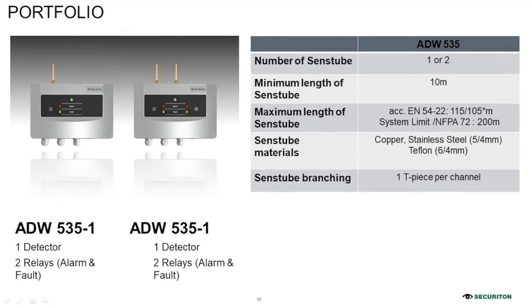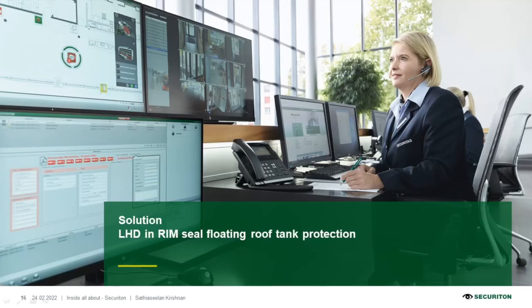Okay, we can also use copper, stainless steel, or Teflon in any combination in order to do the detection system for the ADW. You can also do a T piece or a single round around the Rim Seal, it is possible. Good. Before I go to the solution, I'm going to stop for any questions from the audience before I proceed to the solution of this.